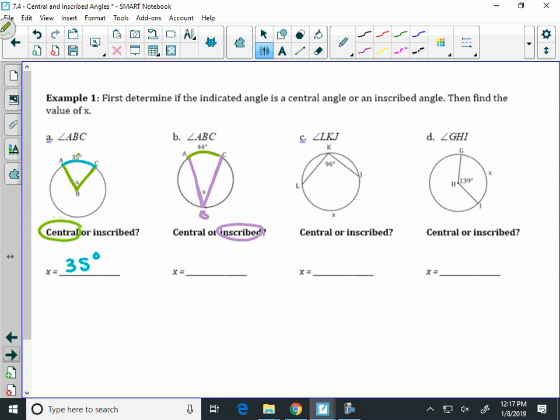What do we know about the relationship between the inscribed angle and the arc? What do we have to do with 44? Not times by 2, divide by 2. We're going from arc to angle when it's inscribed. You divide it by 2. So 44 divided by 2 is 22.